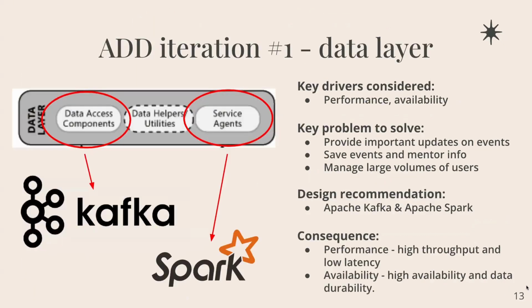So based on that, we have two different iterations. The first one falls under the data layer. The key drivers we consider here are performance and availability. We are trying to solve the problem of providing important updates on events, saving events and mentor info, and also managing large volumes of users when that happens. The design recommendations based on that are implementing Apache Kafka and Apache Spark.